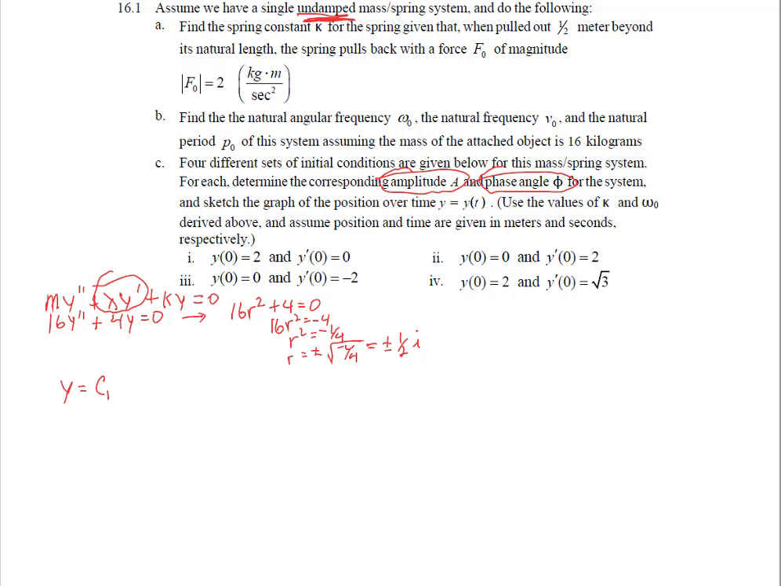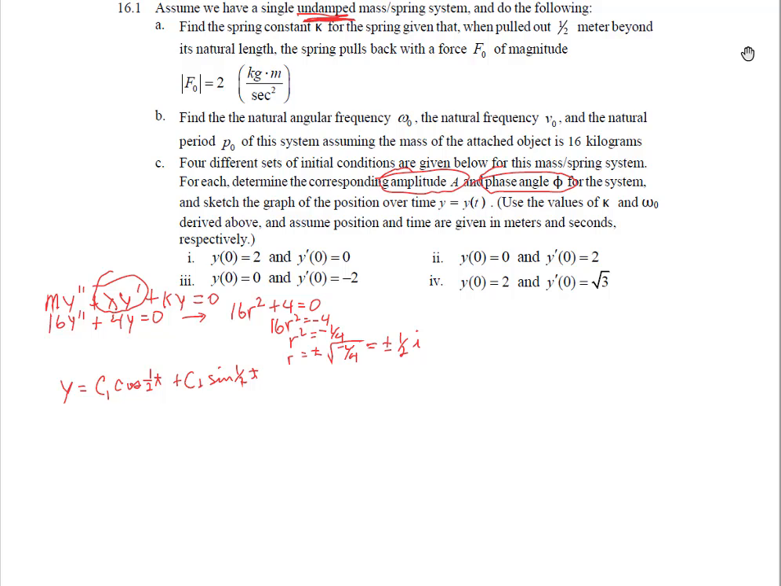Some constant. Now that's 0 plus or minus 1/2 i. So this constant would be e to the 0, which is 1, and then the cosine of 1/2 t, plus c2 sine 1/2 t. So there's our general form of our solution.